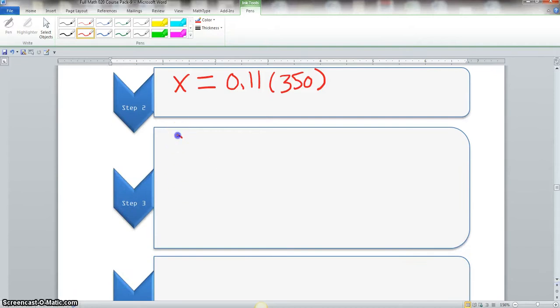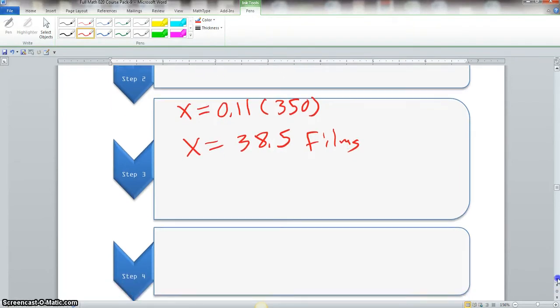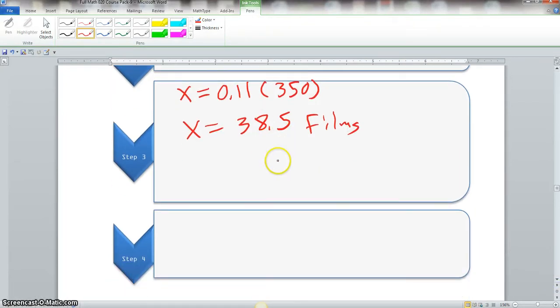Now, we write this out. We have X is equal to 0.11 times 350. Now we just multiply. We take 0.11 times 350, and that gives us 38.5 films. Now the problem is we know that we cannot have 38.5 films. So we know this is going to be approximately 39, and I should have put PG-13 films.